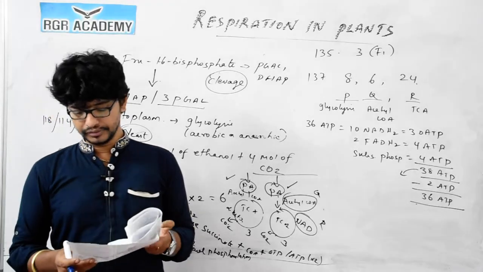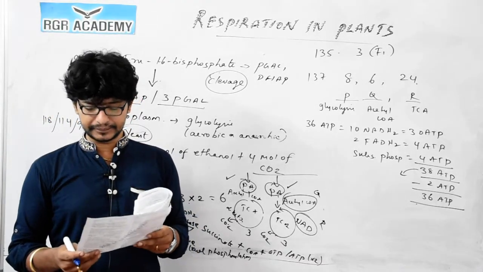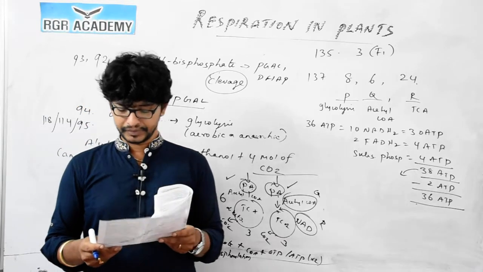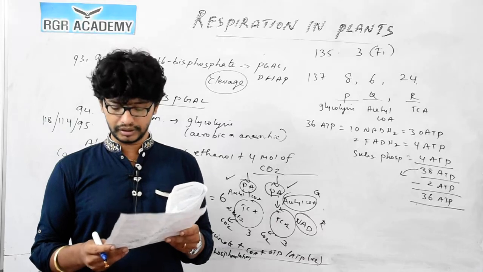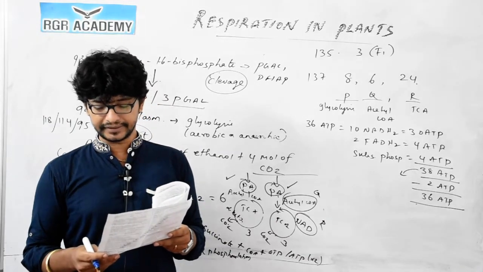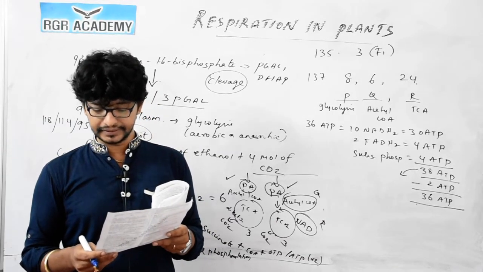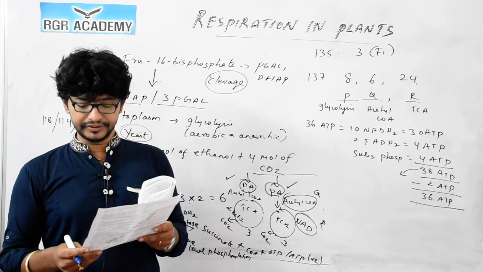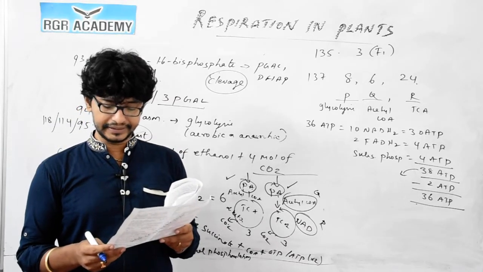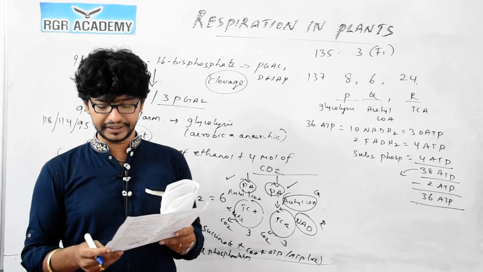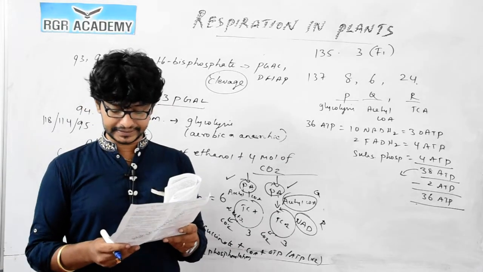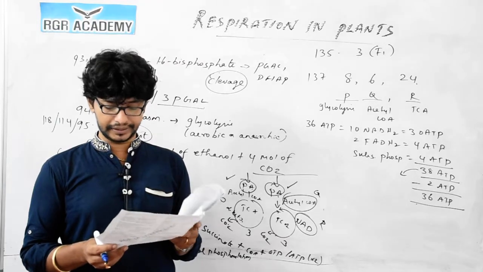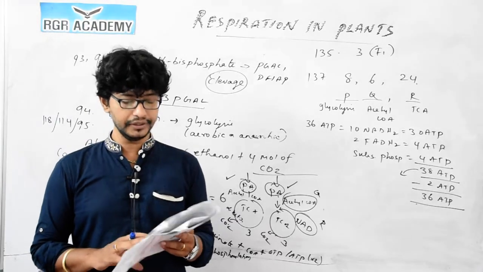Then 142, consider the following statements with respect to respiration. A, B, and D alone are correct. Glycolysis occurs in the cytoplasm of the cell, which is correct. Aerobic respiration takes place within the mitochondria, which is correct. And D, C51H98O6 is the chemical formula for tripalmitin, a fatty acid. So, A, B, D alone are correct. We are done with question number 142.